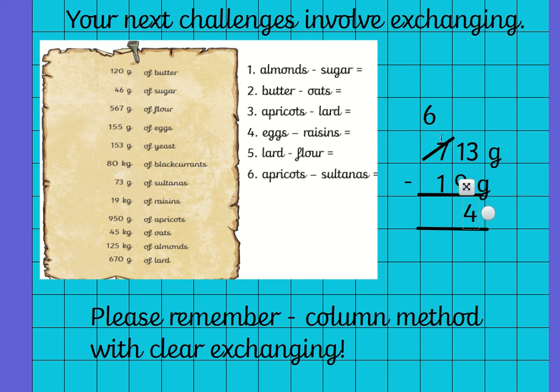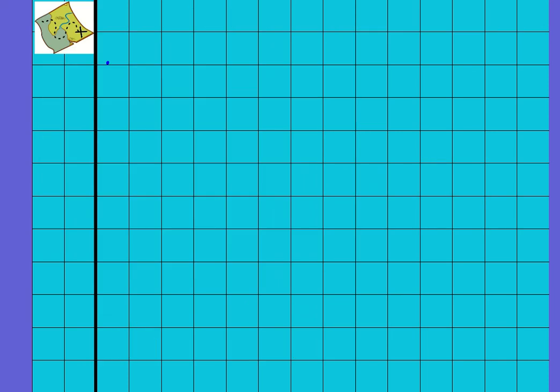And then in the tens column, have a look, we're no longer doing 7 take away 1, we are now doing 6 take away 1 because we've had to exchange, haven't we? And the answer this time is 5. But let's not forget our unit of measurement, because otherwise it could be elephants, monkeys, chimpanzees for all we know. And there you go. So please remember with these challenges, please use your column method and be clear with your exchanging so we can see your method is correct.